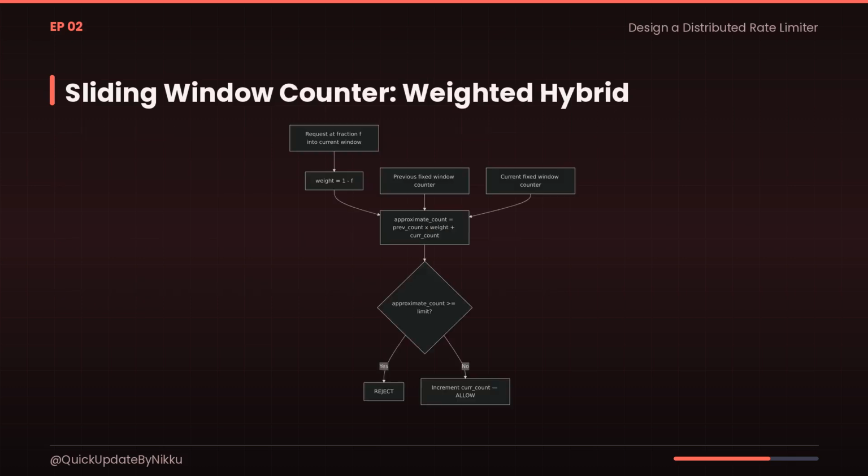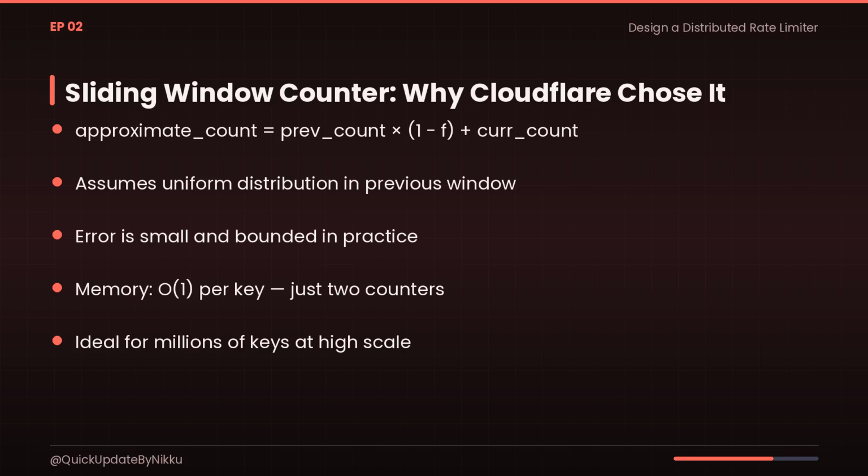Sliding window counter keeps two fixed window counters, one for the current window and one for the previous. The approximate rolling count weights the previous window's counter by the fraction of the current window that has not yet elapsed. If you are 40% through the current window, the previous window contributes 60% of its count to the estimate. This is the algorithm Cloudflare documented using at billions of keys scale. The uniform distribution assumption is not perfectly true, but for typical traffic patterns the approximation error is small and bounded. The payoff is dramatic, regardless of traffic volume. Each key costs exactly 2 counters, constant memory, making this the go-to choice for high-scale systems.